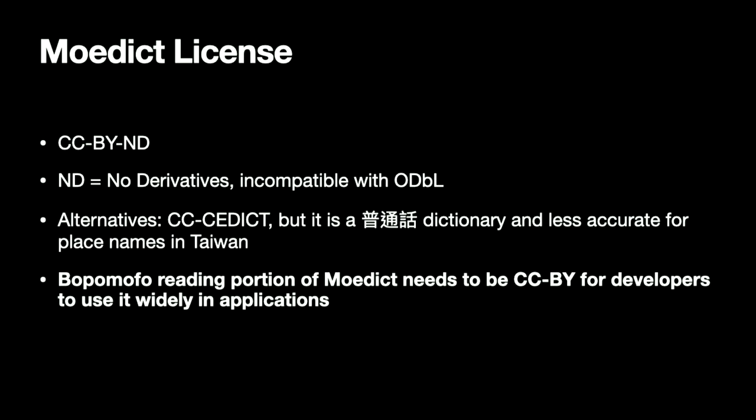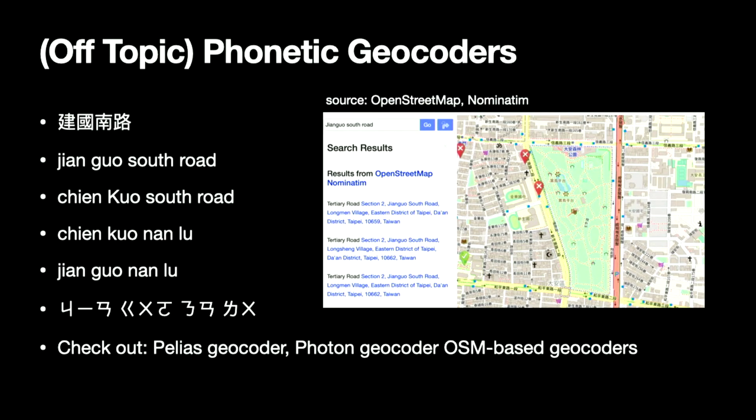If we think about what applications we can even build, things like phonetic geocoders. So if I look up the street name Jianguo Nanlu, then ideally I should be able to enter things like Bopomofo and get that result. Or I can enter Pinyin and it will find that result for me on the map. And this will be really useful for a lot of people. But it would all be made possible in open source if these dictionaries also have a compatible license.